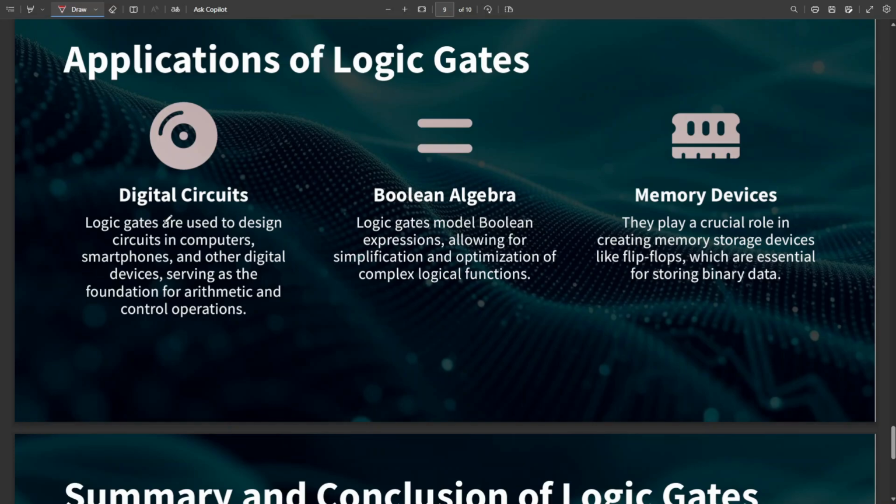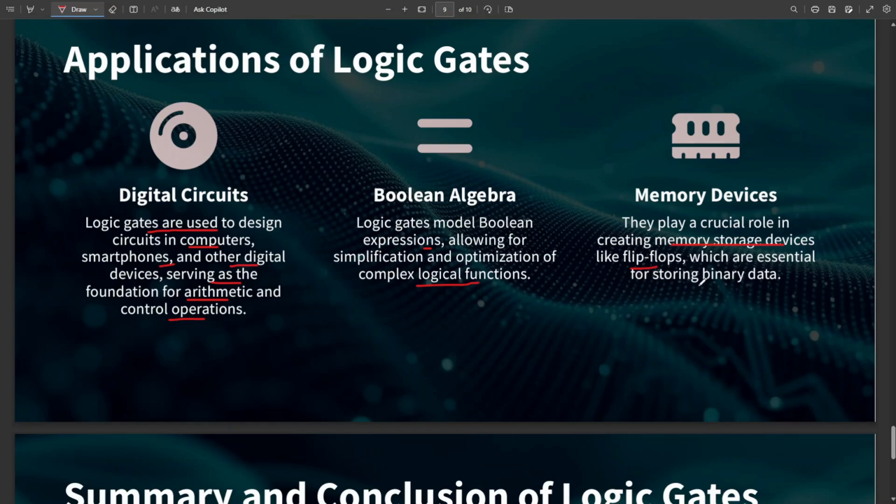So logic gates are used to design circuits in computers, smartphones, and other digital devices, serving as the foundation of arithmetic and control operations. Boolean algebra: logic gates model Boolean expressions, allowing simplification and optimization of complex logical functions. So with the use of logic gates, we can simplify a lot of Boolean functions. That's very useful. And memory devices: they play a crucial role in creating memory storage devices like flip-flops, which are essential for storing binary data.